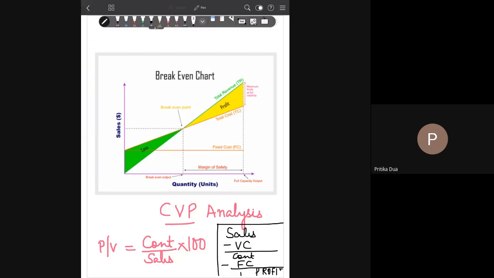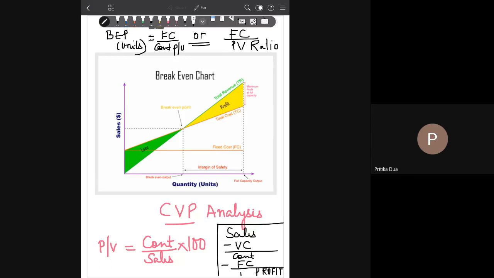Now, formula wise, it was equal to, I'll write it down here. If you are calculating in units, then break-even point will be equal to fixed cost upon the contribution per unit. And if you are calculating it in rupees, then it is fixed cost upon the PV ratio. Okay, so we covered till here.